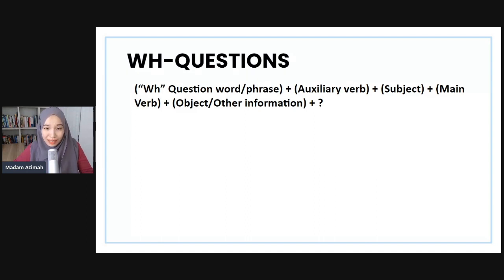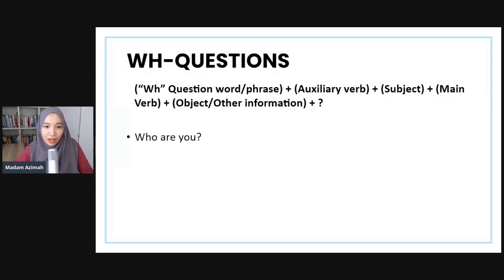So there's a formula there, and I don't want you to worry about this, but this is kind of the formula in a way. So we have the WH question or the phrase, plus the auxiliary verb that I talked about just now, and then the subject, normally a noun, and then a main verb, another verb, and then object or other information, and then question mark.